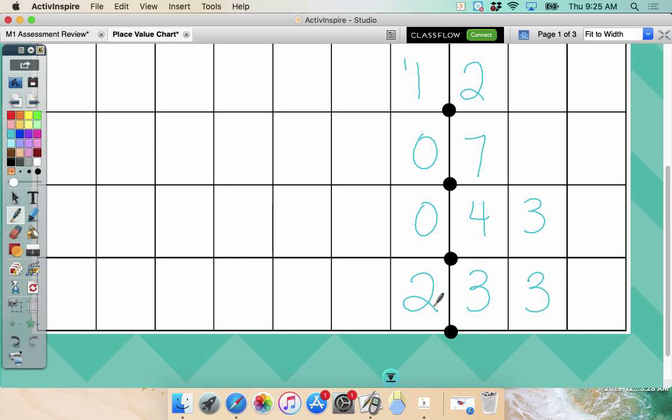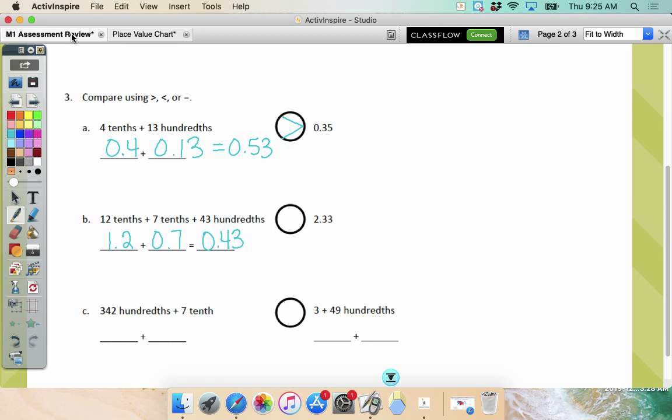Is that what you got? Yeah. Okay. So I got, oh, it's the same, isn't it? Okay, so what do I put in the circle? Equals. Okay, is there anyone out there that doesn't understand what we need to be doing on these?